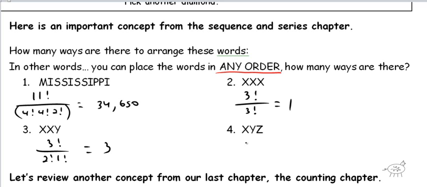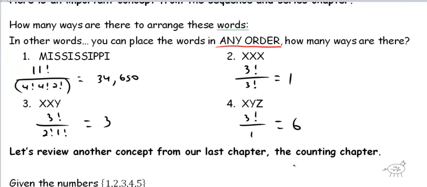And then this one is 3 letters over 1, because there are no repeats at all. So I get 6. Okay? So that's the first thing I want to review.